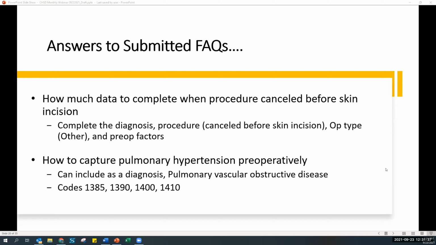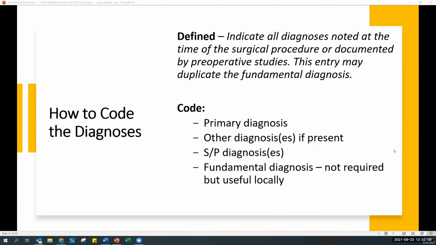And so there are 4 codes available in the database, all with their own definitions under pulmonary vascular obstructive disease. And I've listed the diagnostic codes here. If you have specific patient scenarios and you're unsure which of these codes to use, then please feel free to submit a question and see which one of these codes best meets that. You can also work with your surgeons and/or intensivists, cardiologists, to look at these diagnoses and see where your patient falls as well. Next.